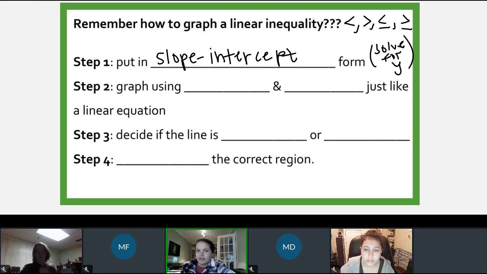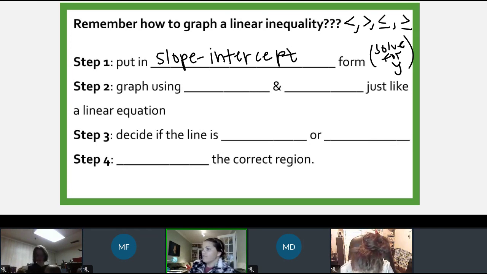Then what is step 2? See if you can figure out what goes in those blanks. Graph using blank and blank. So what do we graph first? If we're graphing a line or an inequality, what is the first point we put on our coordinate plane? Anybody? How would you graph it?